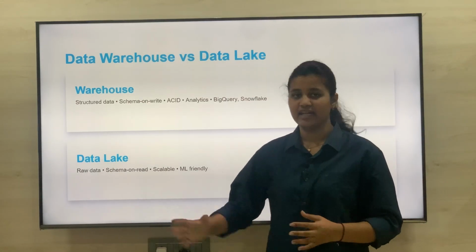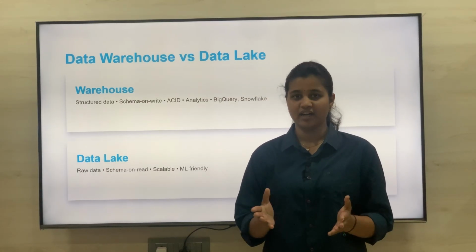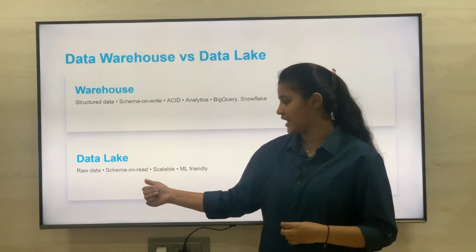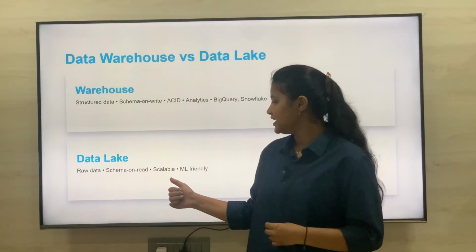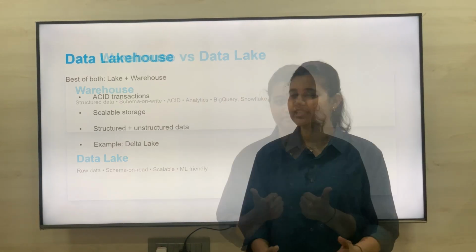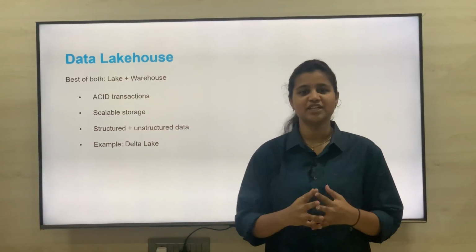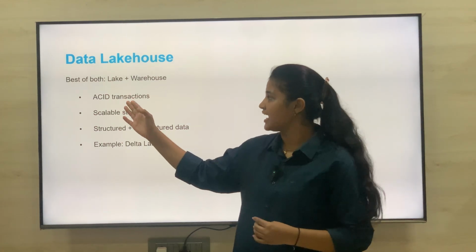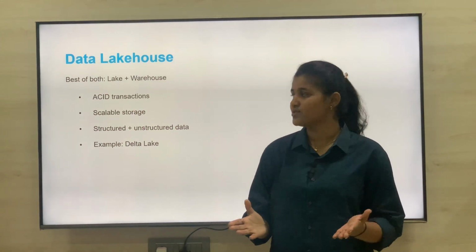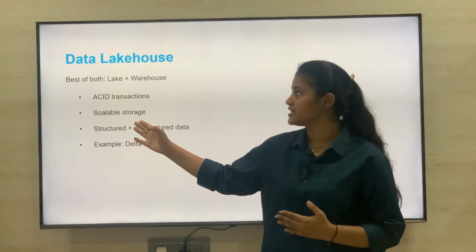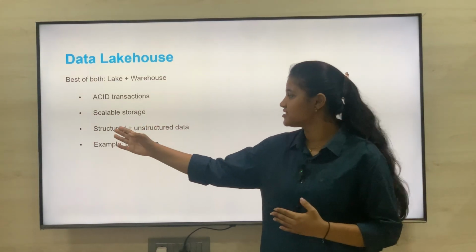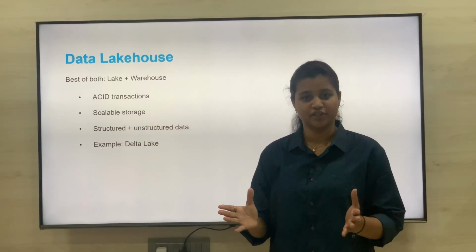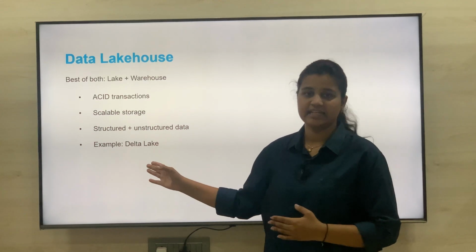Next, let's look into data lake. Data lake stores raw data and semi-structured data. It uses the schema on read policy. It is scalable and it is ML friendly. Now let's look into data lakehouse, the combination of data lake and data warehouse. Let's look into the features. It supports ACID transactions as in data warehouse. It has scalable storage like in data lake, and it supports structured and unstructured data, which is a combination of both the features. Example is Delta Lake.